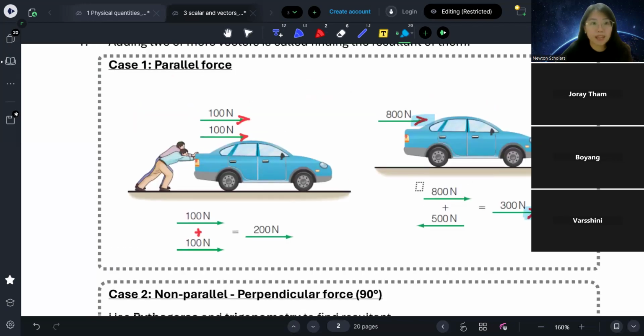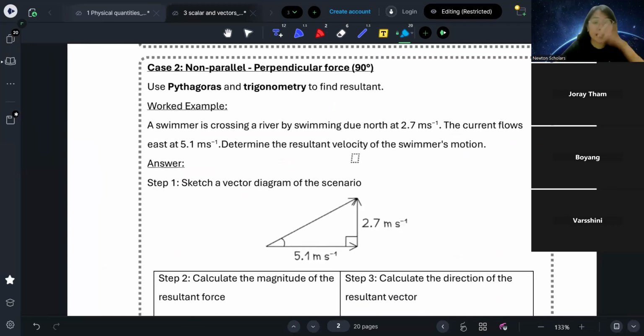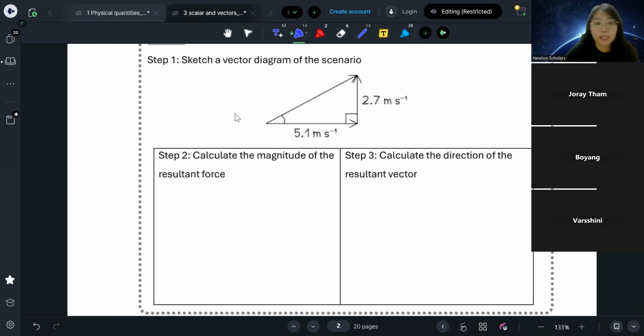Okay, I proceed. If the forces are at 90 degrees, this one is easy. We use mathematics, the Pythagoras theorem, and trigonometry to find the angle. Here I roughly draw like this. So this one C, A, B. If we want to find C, it equals the square root of A squared plus B squared. This is simple mathematics. Okay, here we try with this one.